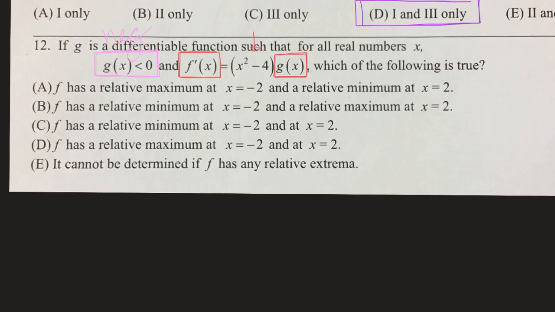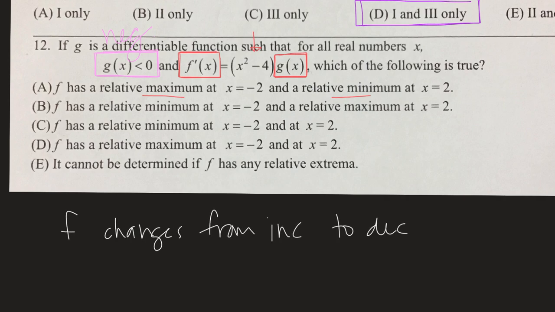So what is true? Well, we are talking about relative maximums and relative minimums. So we know that if f changes from an increasing function to a decreasing function, that means we have a maximum value. If our function changes from increasing to decreasing, we have a maximum. So that means that f prime had to change from positive to negative.